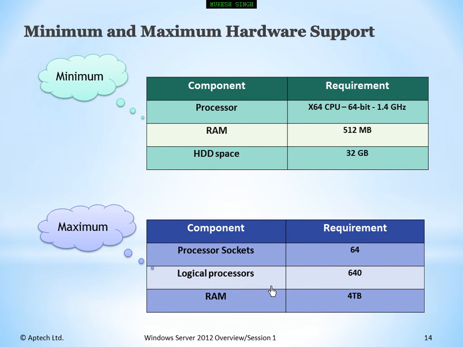Installation requirements, these are the minimum requirements. Processor 64-bit 1.4 gigahertz, RAM 512 MB, hard disk 32 GB. Maximum is you can use 64 processors, 640 logical processors, and you can use 4 terabytes of RAM.